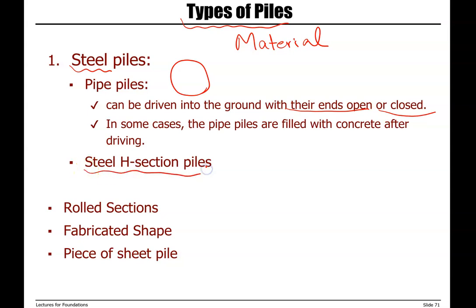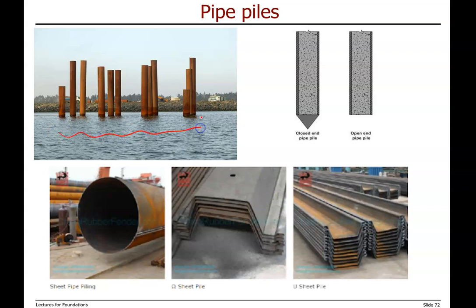Another type of steel pile is the use of H sections for pile construction, and again this will be a driven pile. The construction method will be driven piles. Rolled sections, fabricated shapes, and sheet piles are other examples of using steel for pile construction. So these are examples of pipe pile with closed end or open end, and these are examples of sheet pile. Again, the construction method for all of these is driven piles.